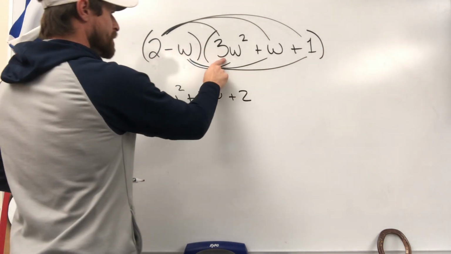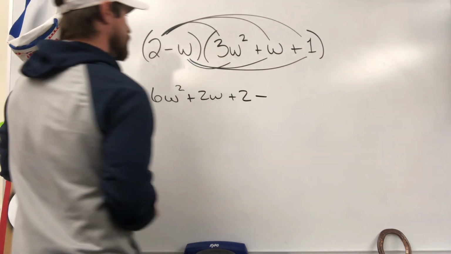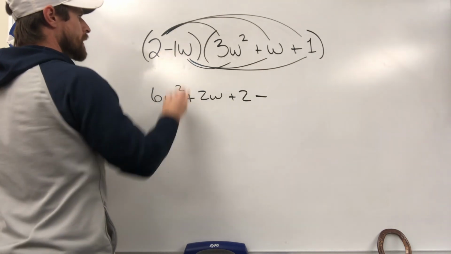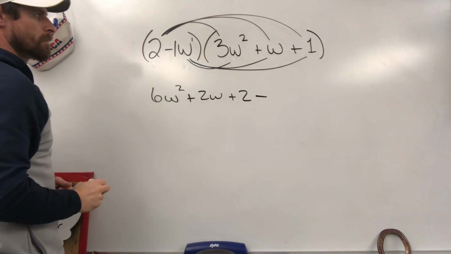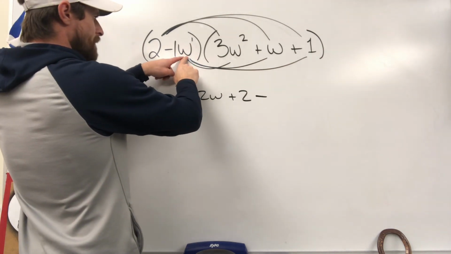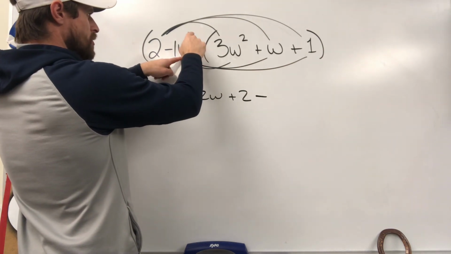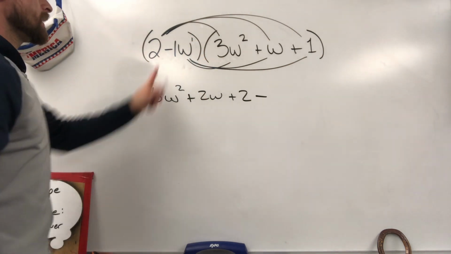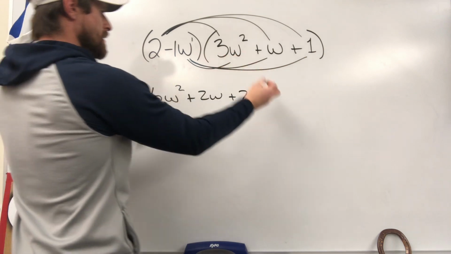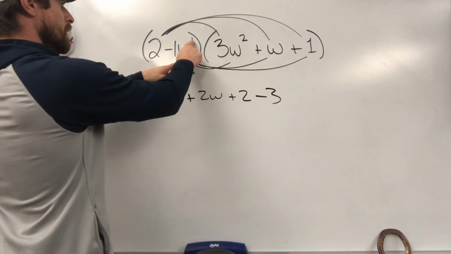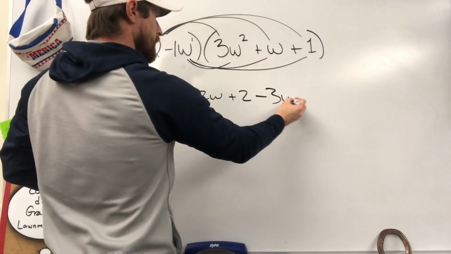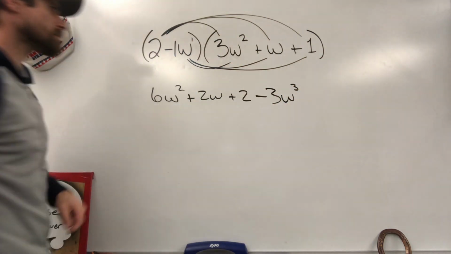So a negative times a positive is a negative. There's a 1 in front of the w. And there's also a 1 right above it. We have to understand when we have a variable with no exponent shown, there's always a 1 there. Okay, so negative 1 times 3 is negative 3. w to the first times w to the second. Remember, we add our exponents, so we're going to get w to the third.